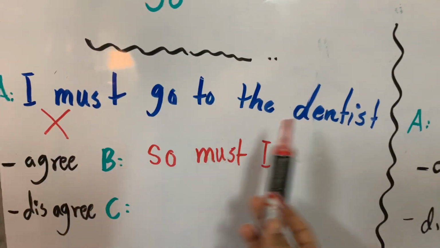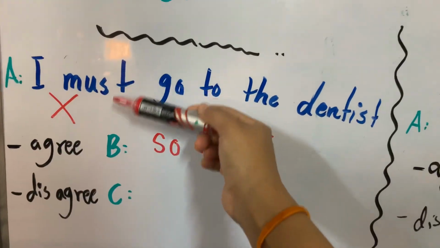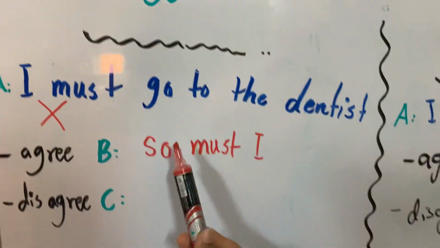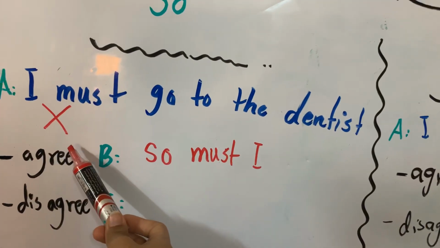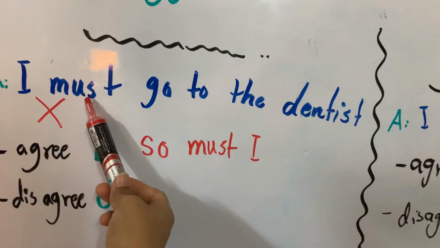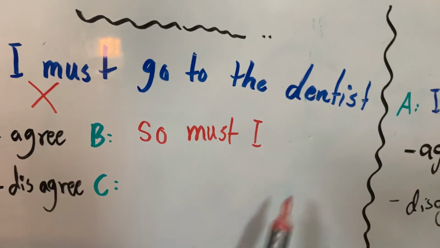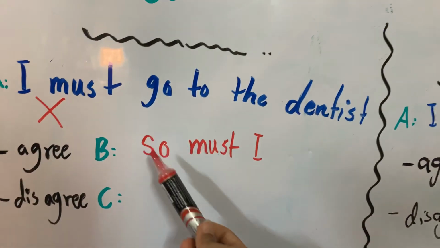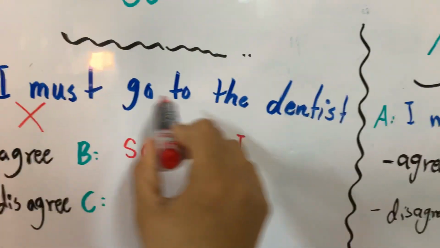Okay, did you see? When person A wants to go to the dentist and person B agrees with him, he wants to do the same thing, he will use so, and then exchange the first two words, the subject and the auxiliary verb or helping verb. So must I. Is it easy? So where can we use so? Number one, look at this sentence.